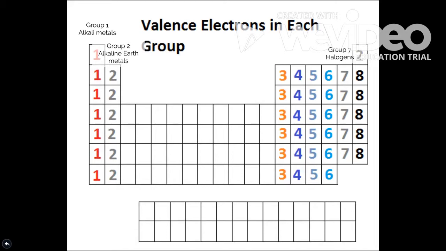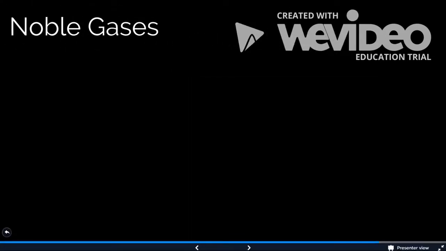And then finally, this last column, the number 8, these are called the noble gases, and these all have 8 valence electrons. And I'm going to tell you a little bit more about the noble gases, why these are important, why these are special. All right, so now we're finally getting into the noble gases.